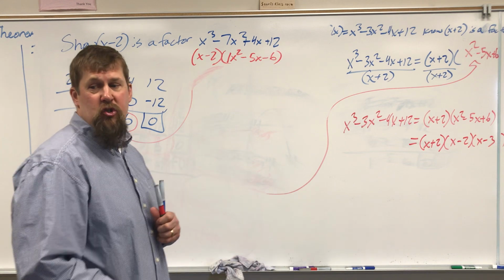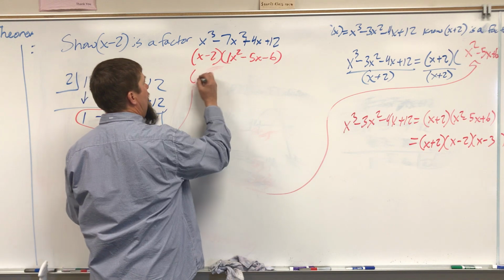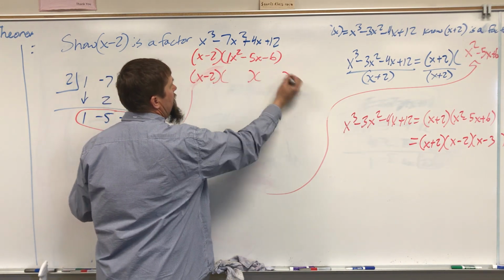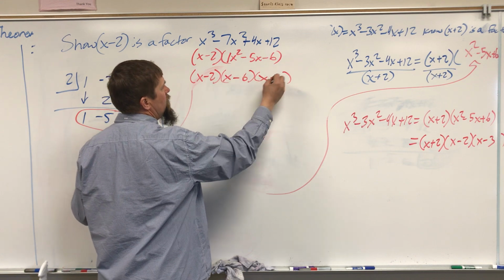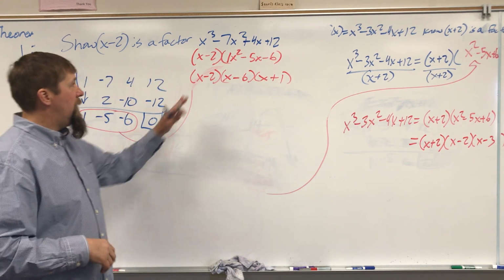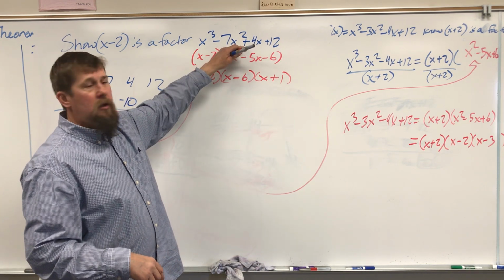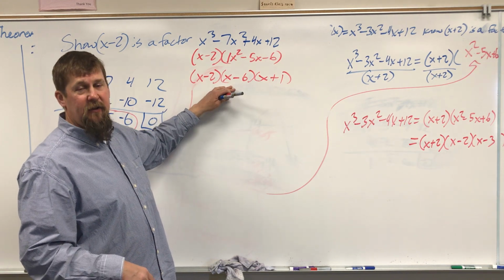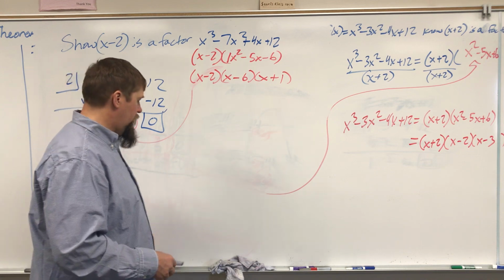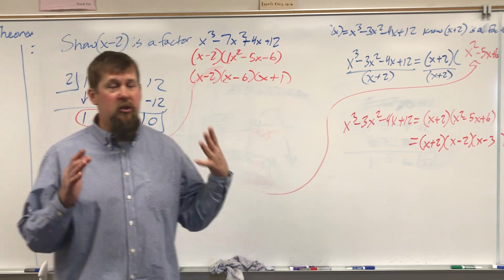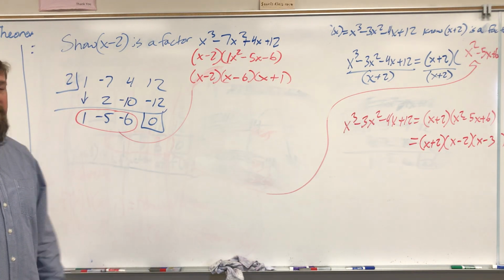Now the question says find the remaining factors. Well, the remaining factors would be whatever this factors into, which is x minus 6 times x plus 1. So there's my factored form. I just factored this polynomial using synthetic division and the factor theorem, and then breaking it down further as far as I can. And we're going to be using this concept for the rest of the chapter and various times in the rest of the book.